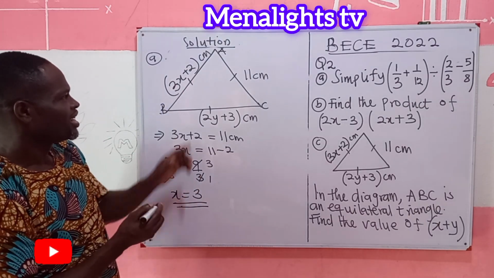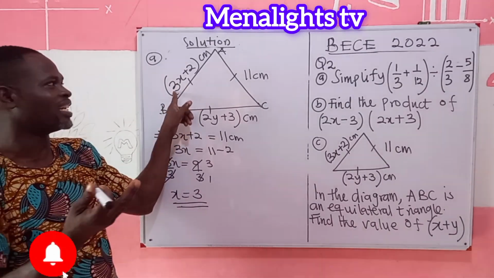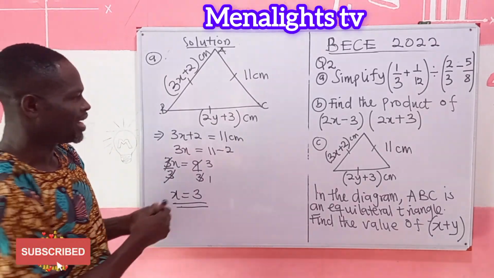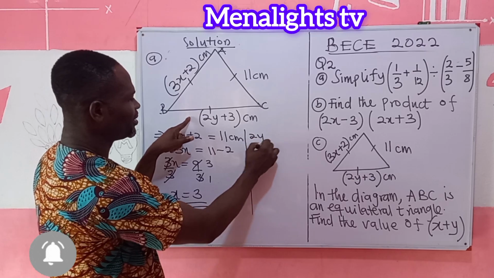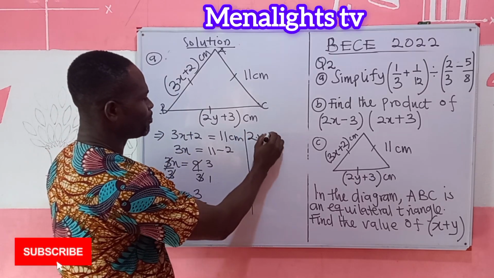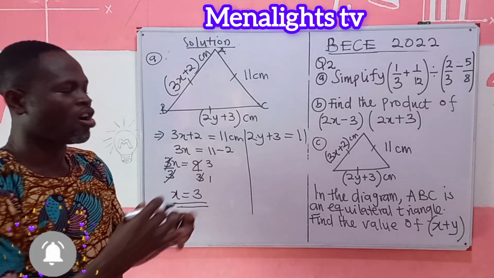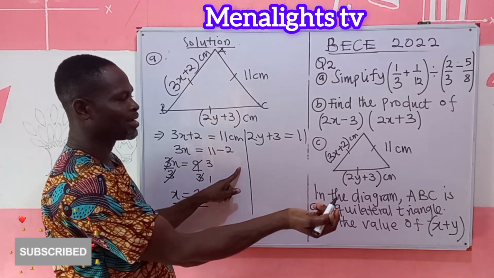So it means that if this x is 3, that means 3 times 3 will give us what? 9. 9 plus 2 is the same as the 11 that we have here. Now let's go to the second one. 2y plus 3 should also give us what? 11, because all the sides are equal. So in this context, we can group the like terms together.